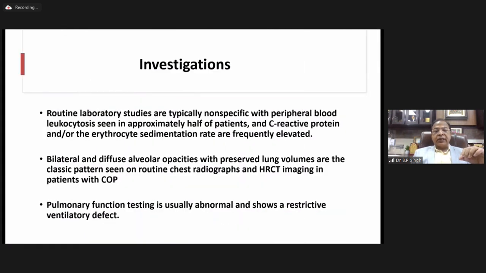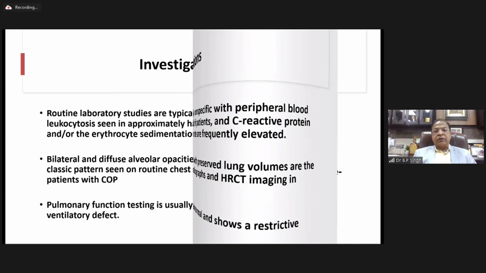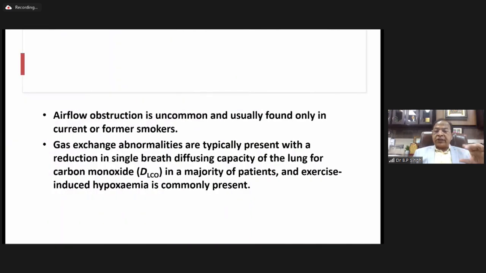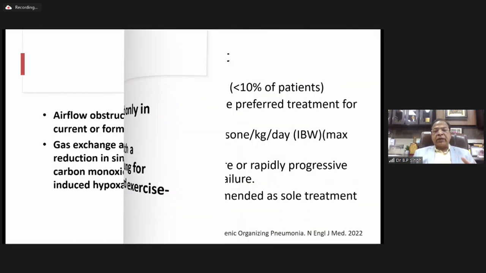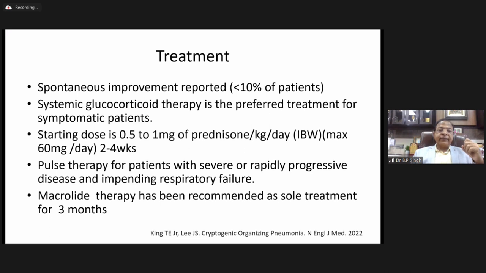What are the important investigations? Basically, the routine investigations will not give you much information, but C-reactive protein and ESR are usually high. Bilateral diffuse alveolar opacities with preserved lung volumes are the classical patterns seen on chest radiograph and HRCT imaging in patients with cryptogenic organizing pneumonia, as mentioned by Dr. Bhavin Jankari in his presentation. PFT is usually abnormal and shows a restrictive pattern. Airflow obstruction is uncommon and usually found only in current or former smokers. Gas exchange abnormality is present with decreased DLCO.